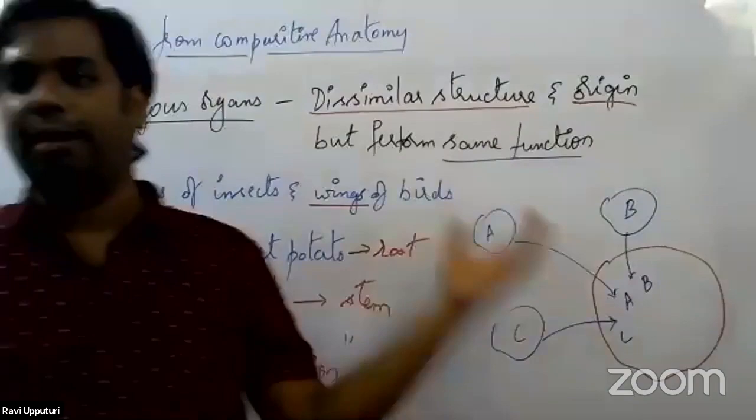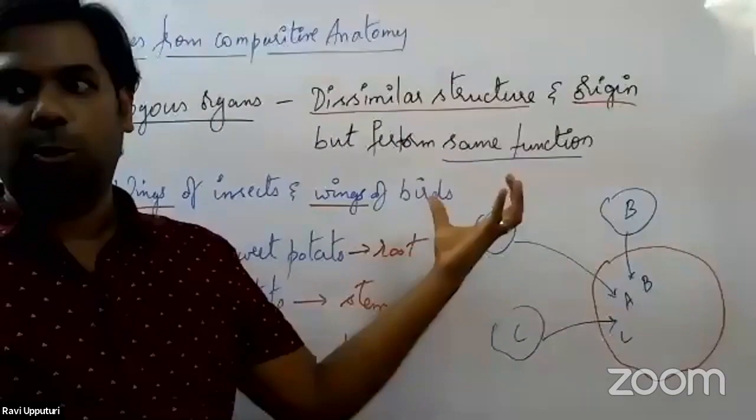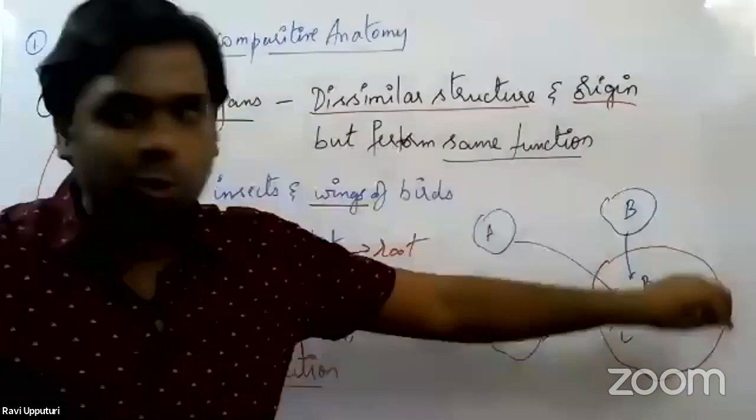So in case of divergent evolution, what did we say? From this habitat, all the organisms are moving. They are diverging out to other habitats. Whereas in case of convergent evolution, what we are trying to say is that from different habitats, these organisms move to one single habitat. Such type of evolution, we start calling convergent evolution.